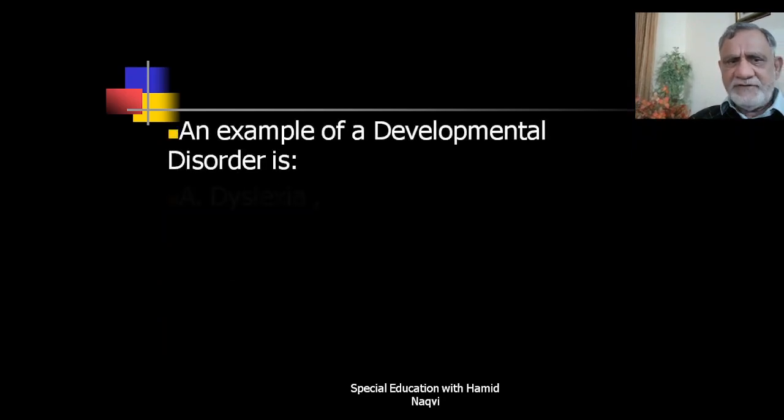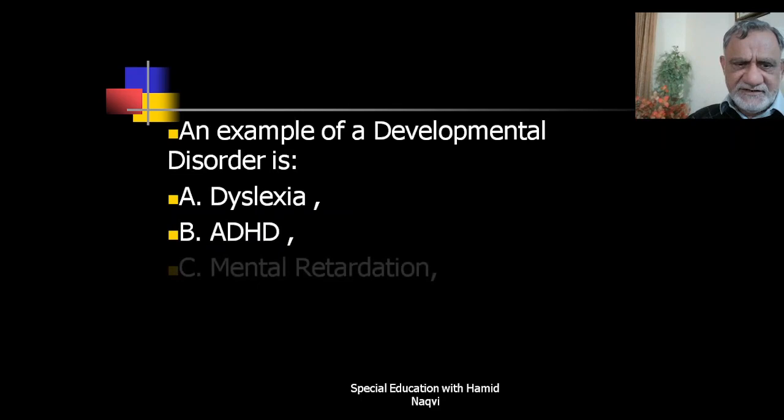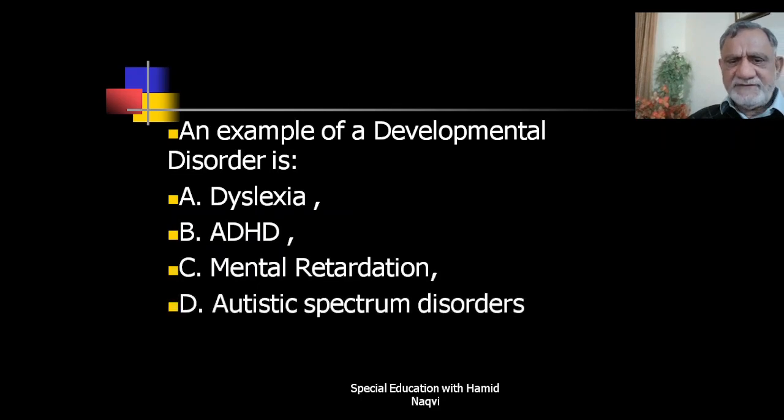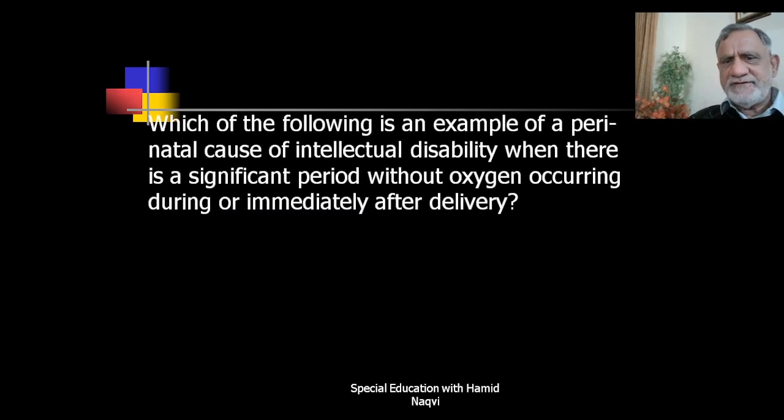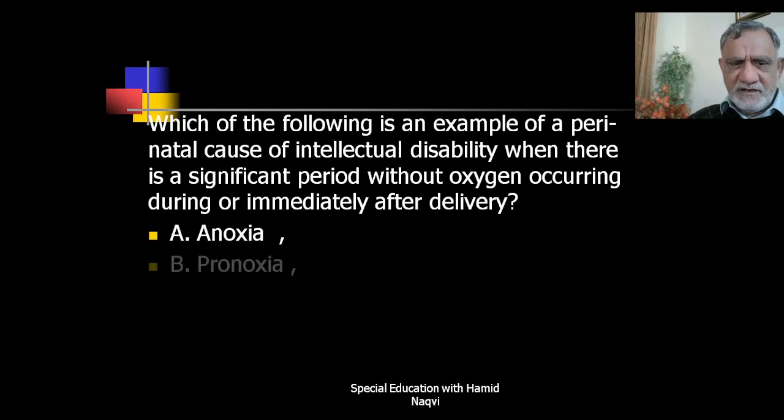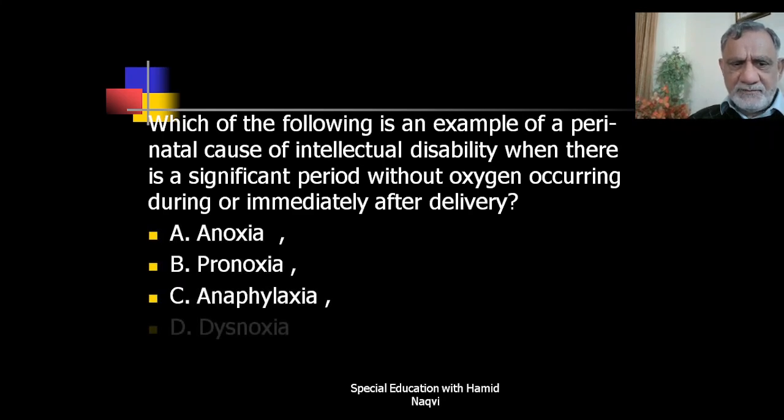An example of a developmental disorder is dyslexia, ADHD, mental retardation, or ASD. The answer is autistic spectrum disorder, that is ASD. Which of the following is an example of a perinatal cause of intellectual disability when there is a significant period without oxygen occurring during or immediately after delivery? Anoxia, pronoxia, anaplaxia, or dysnoxia? The answer is A, that is anoxia.